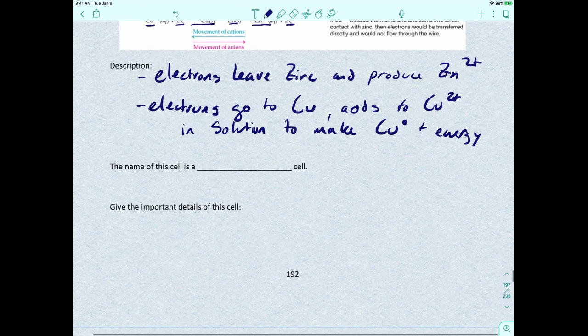The cell has a specific name. Wow, I cannot even say that word. We call this the Daniell cell. And this is just a particular type of voltaic cell.